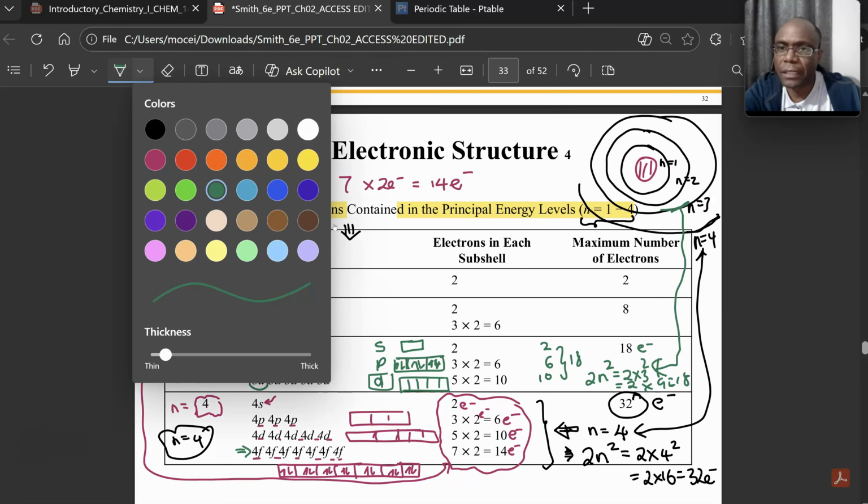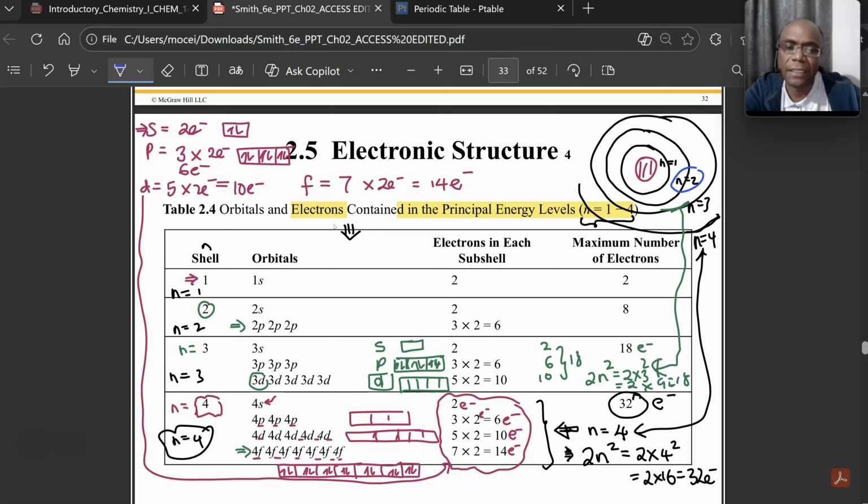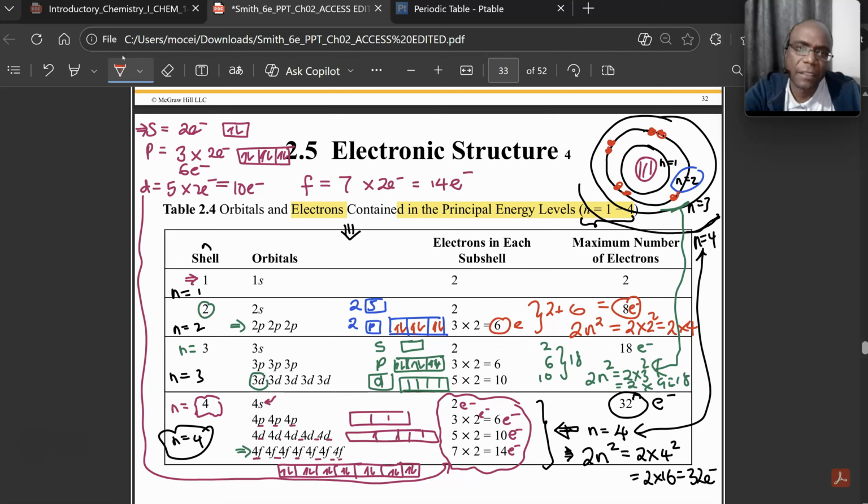Do the same math going up for n equals to 2, the second shell. Of course, you're going to have the 2s, and the first time you see the P is here. Like I said before, the P has 3 orbitals, and each of the P orbitals will be carrying 2 electrons. So 3 times 2 is 6. If you add up 2 plus 6, you're going to get 8. Use the formula 2n squared, which is 2 times 2 squared. That is the same as 2 times 4. That's going to give you 8 electrons in this shell. And those 8 electrons can be shown in pairs using dots like this.